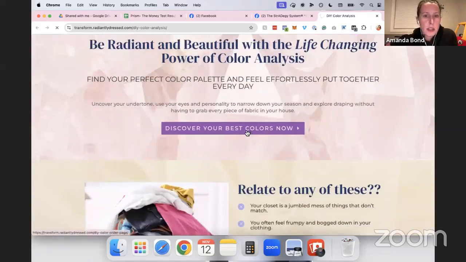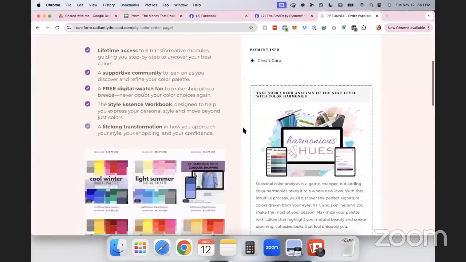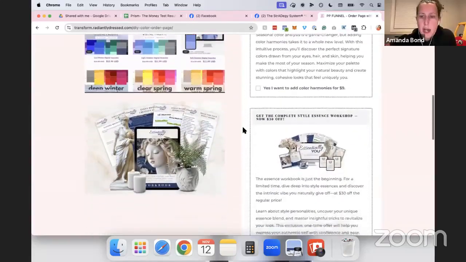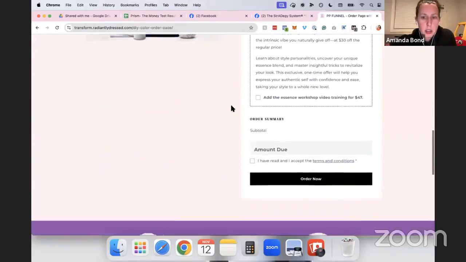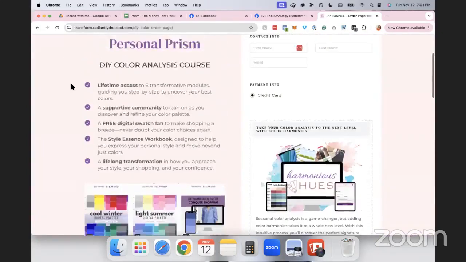Is this the $7 one? No, this is the core offer here. It's the $57 offer. Do you have the $7 one as well? Yes, I can get you that page. Let me go find it.